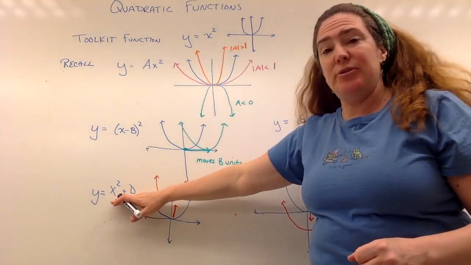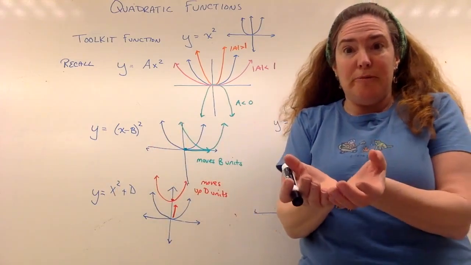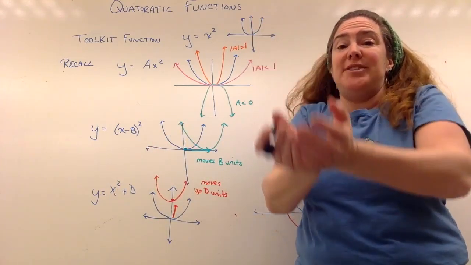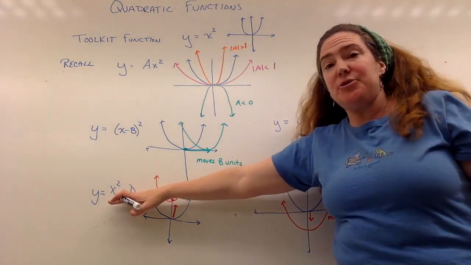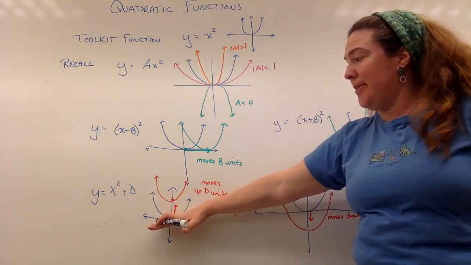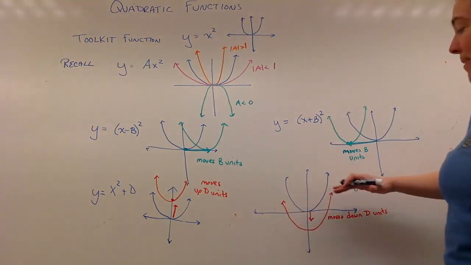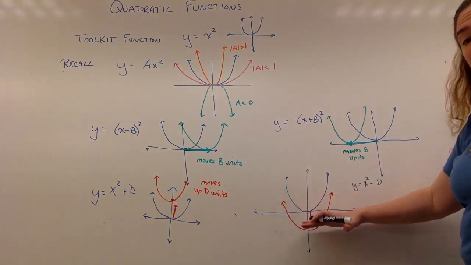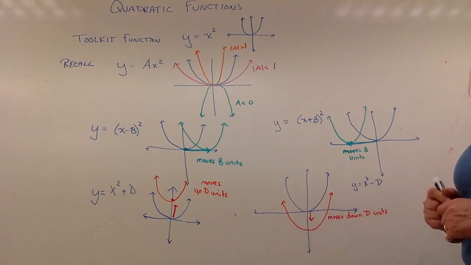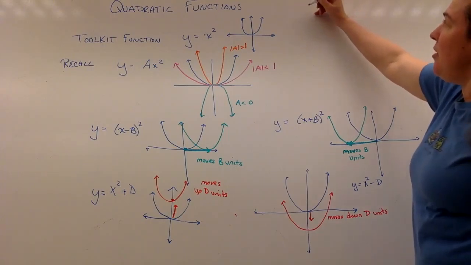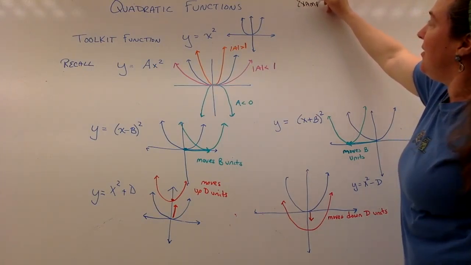The other thing that we can do is have a vertical shift, x squared plus d. That just takes your whole parabola and lifts it up or down. You're just adding or subtracting to the y values. So if I have x squared plus d, it lifts that whole parabola up d units. If I have x squared minus d, it drops that whole parabola down d units.